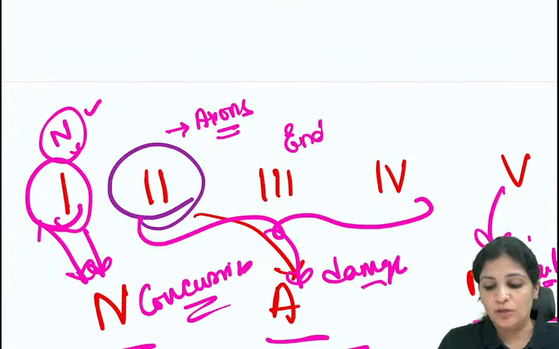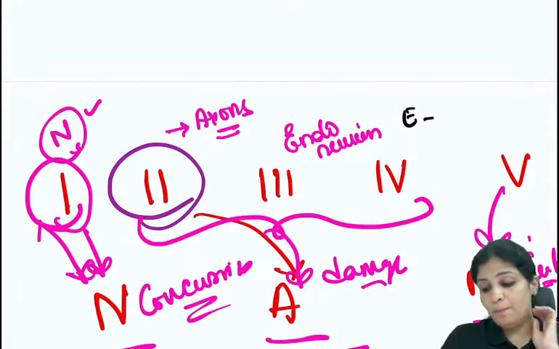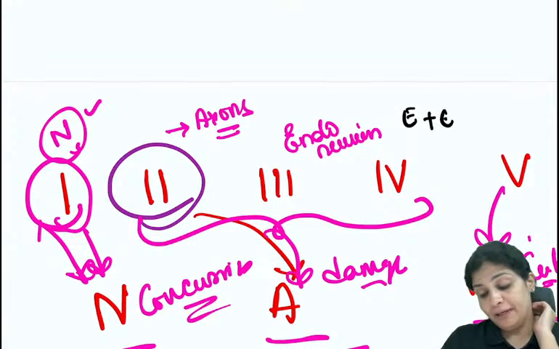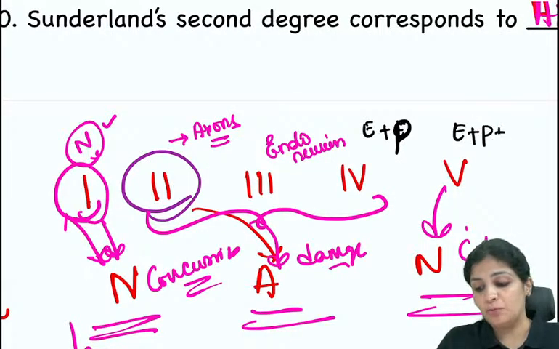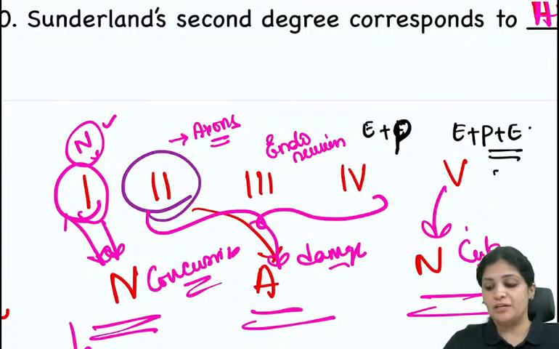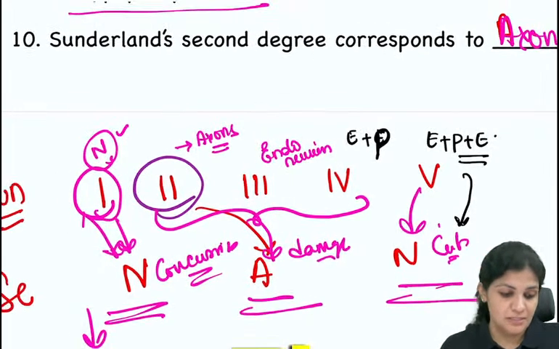Three is endoneurium is damaged. Here what happened? Endo plus perineurium is damaged. Here endoneurium, perineurium, and epineurium is damaged. So that is corresponding to neurotmesis.